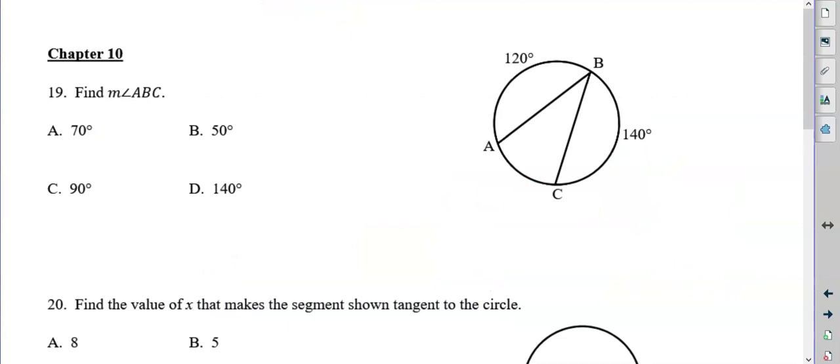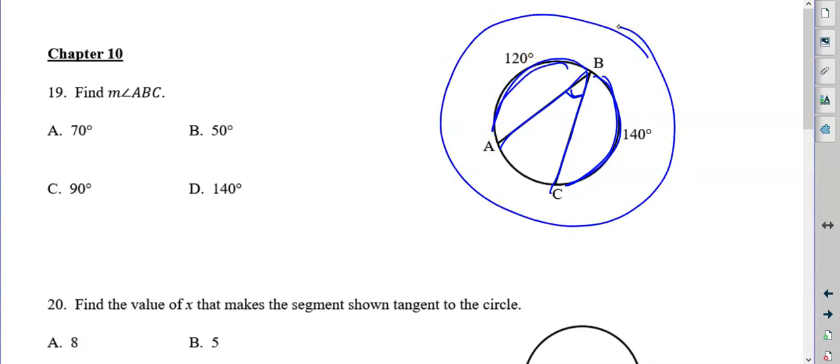All right, chapter 10 on circles. Okay, find the measure of arc ABC. A to the B to the C, we're trying to find this. Well, first off, this is 140, this is 120, this is 360. So 140 plus 120 is 260, which means this is 100.